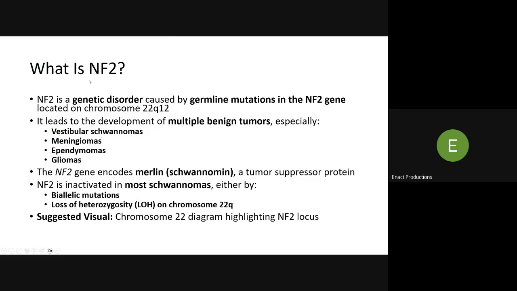So going back, NF2, which is neurofibromatosis type 2, leads to the development of multiple benign tumors, particularly vestibular schwannomas. We'll get into that, but vestibular is the ear canal, something to do with the hearing ear canal. Meningiomas, ependymomas, gliomas, and it encodes the Merlin protein, sometimes also referred to as schwannomin. The most common one that I see is Merlin.